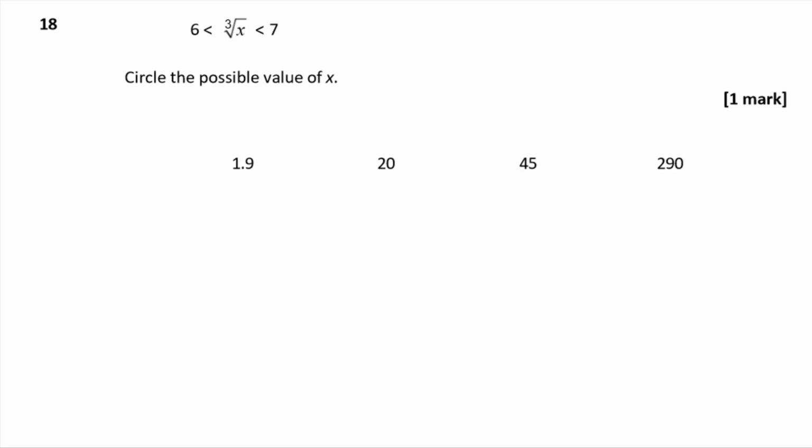So 216 is less than x, which is less than 7 cubed. Ugh, 7 cubed. I can never remember that one. 7, 49. 7 lots of 49. What's that? 343. Okay, so my value of x must lie between 216 and 343. Well, there's only one value there that does. It's the big one on the end, isn't it? So it's going to be that one, 290.